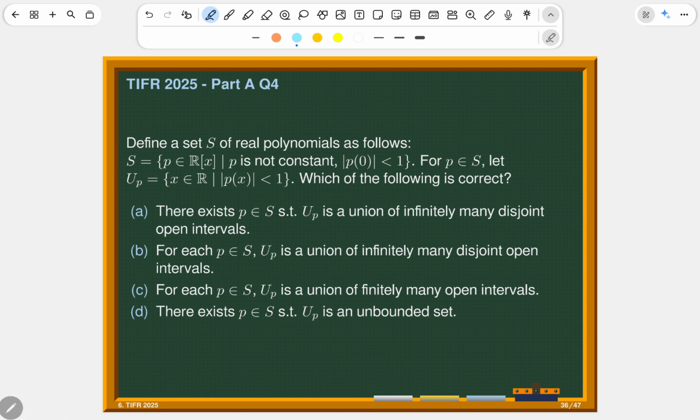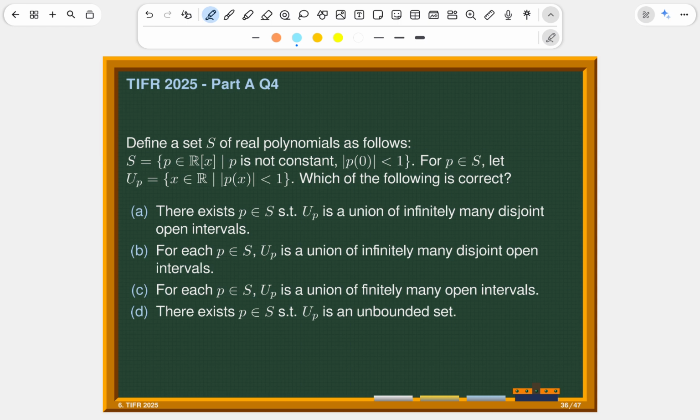Just a second. Okay, so let's come back. So we are given a set of real polynomials as follows. S is the collection of all real polynomials P such that P is not constant, and the absolute value of P at origin is less than 1. Now if P is such a polynomial, let UP be the collection of all those real values x at which the absolute value of P is less than 1. And then which of the following is correct?